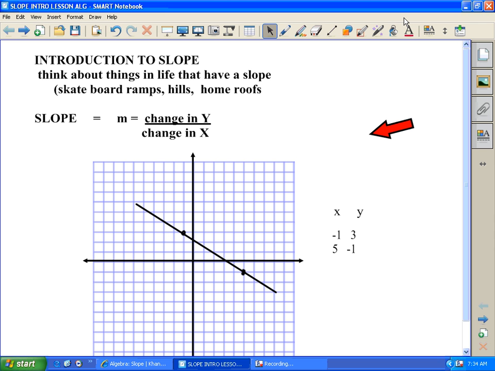So right now I'm showing you a graph of a line, and if you notice the line is going down from the left to the right. This is a negative slope because it's going down. If you thought about it in business, this would be sales going down. That's not a good thing. So that's why this is a negative slope.